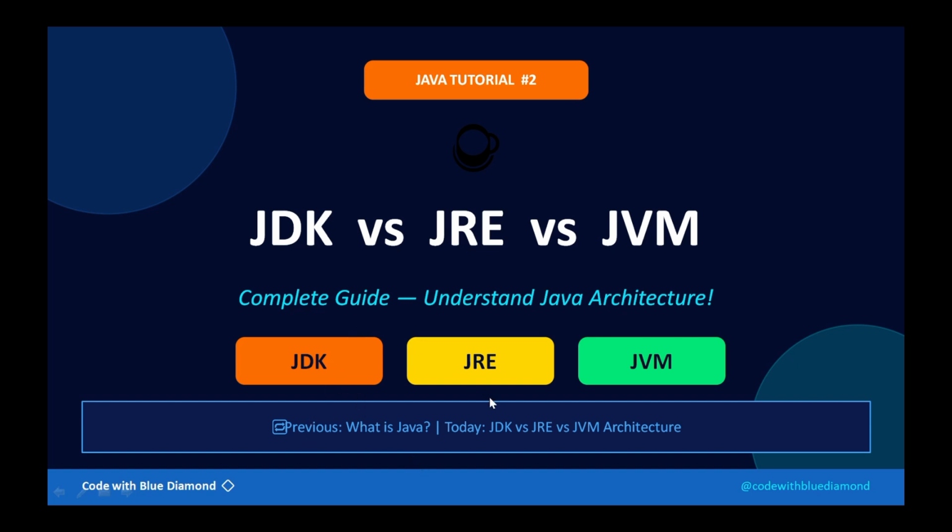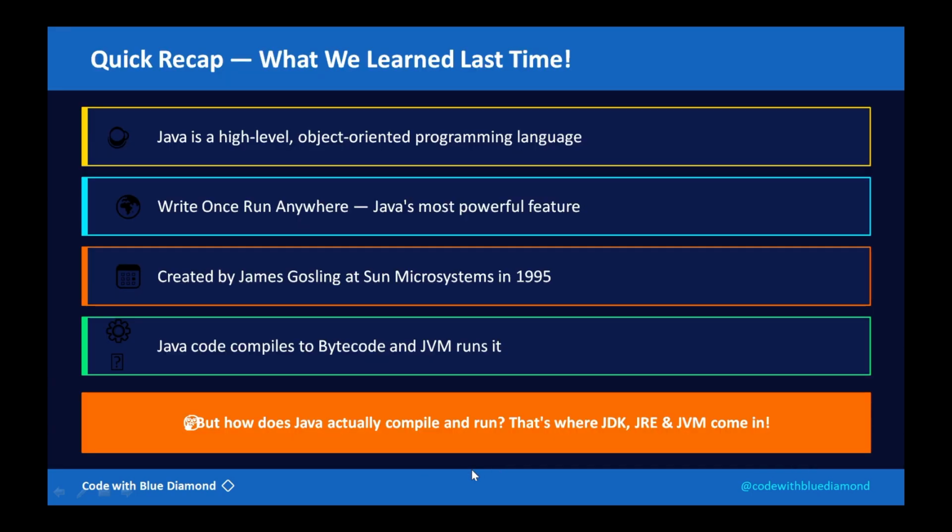Before we start today's topic, let us quickly recap what we learned last time. Java is a high-level, object-oriented programming language. Its most powerful feature is write once, run anywhere. It was created by James Gosling at Sun Microsystems in 1995, and Java code is compiled to bytecode, which is executed by the JVM. Now, this brings up the question: how does Java actually compile and run? That is where JDK, JRE, and JVM come into the picture.